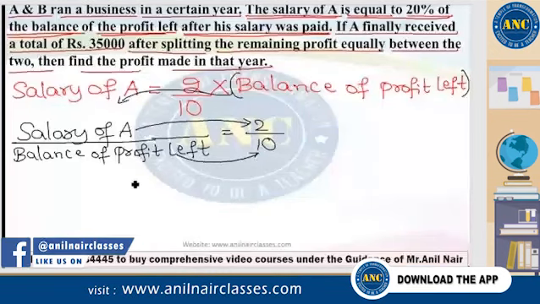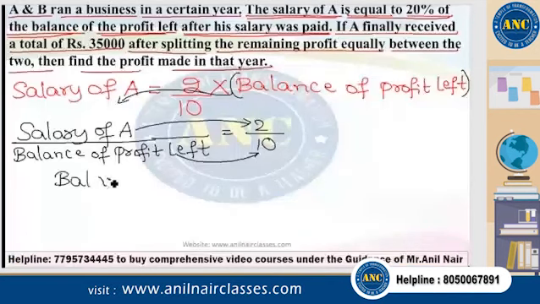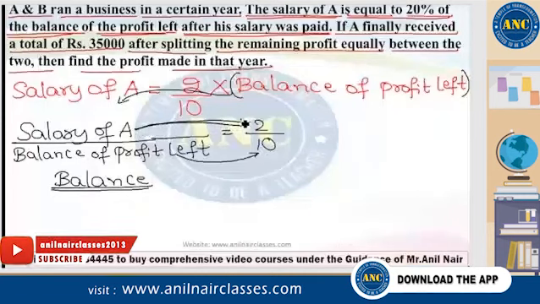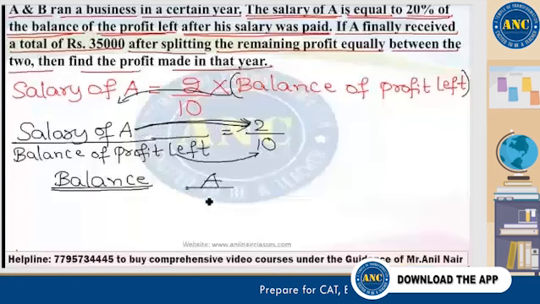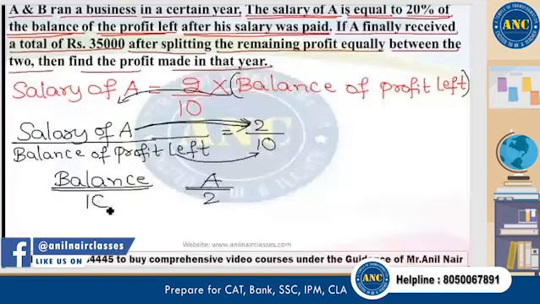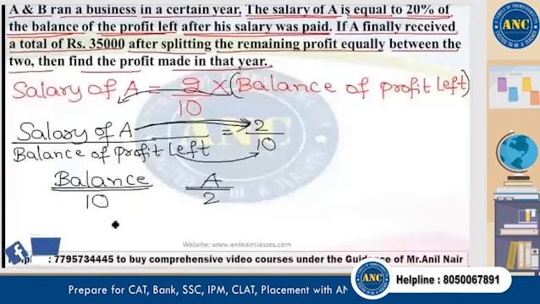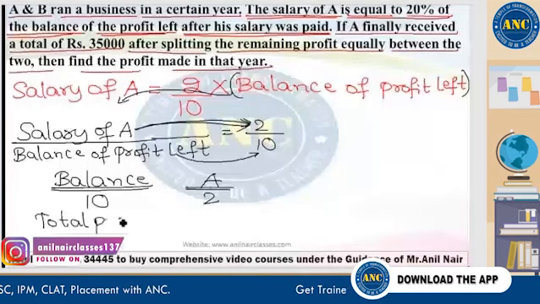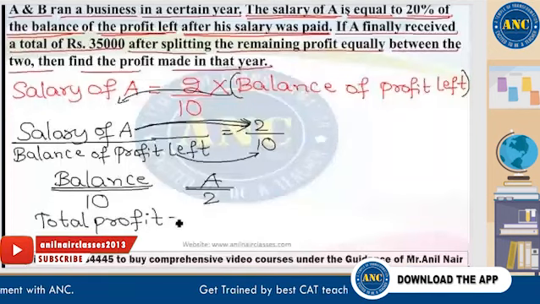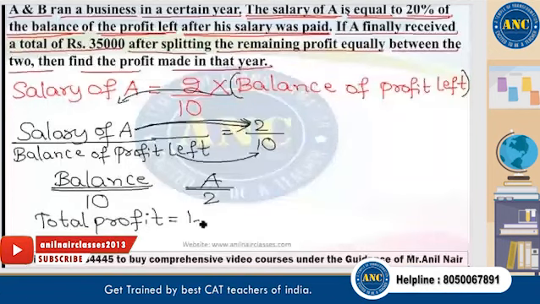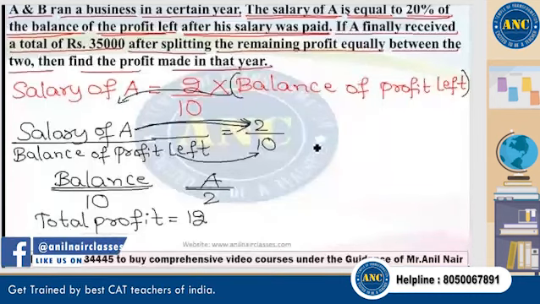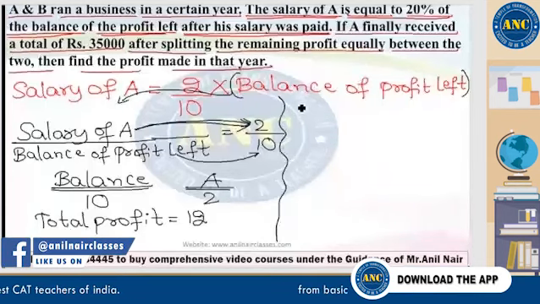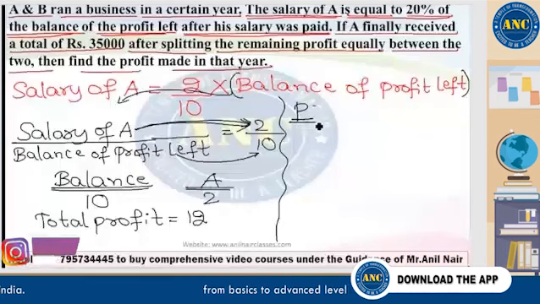That means after paying A's salary, which is nothing but 2 rupees, still I am left with 10 rupees profit balance. That means after paying 2 rupees from the profit, still I am left with 10 rupees profit. So total profit what I had earlier is 12 rupees. So can I say that total profit is 12 rupees.